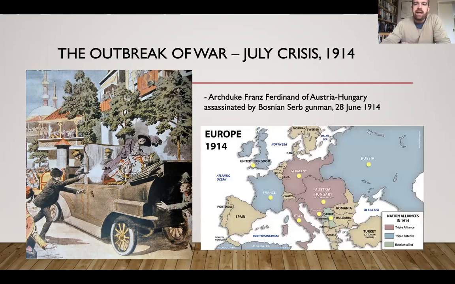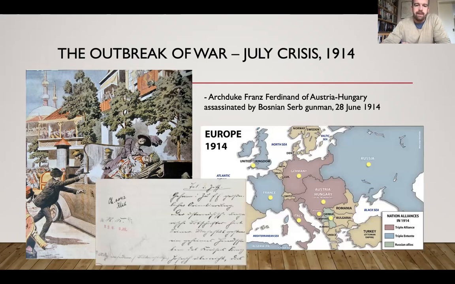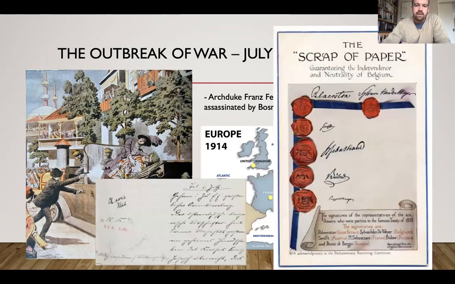And then you get that cascade of alliances that people talk about. And the blank check from Germany to Austria-Hungary: we'll let you sort out your southern issues, we've got your back on this. And the Treaty of London 1839, which is actually the big part of what finally brings Britain into the war.